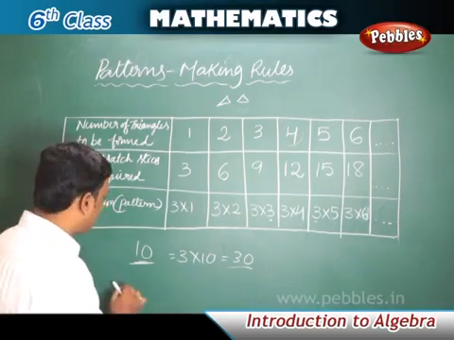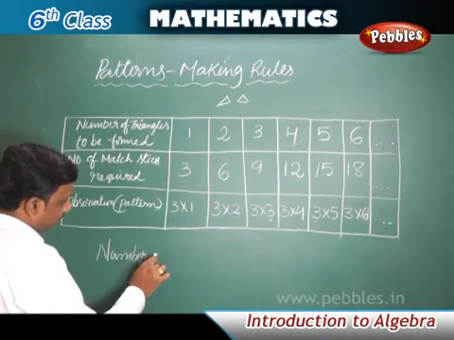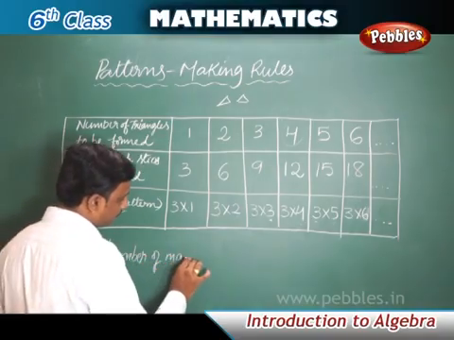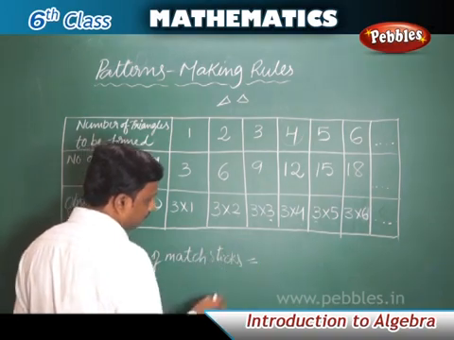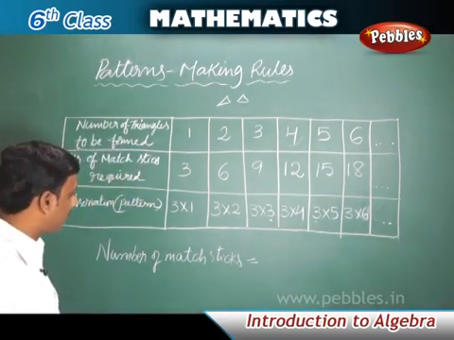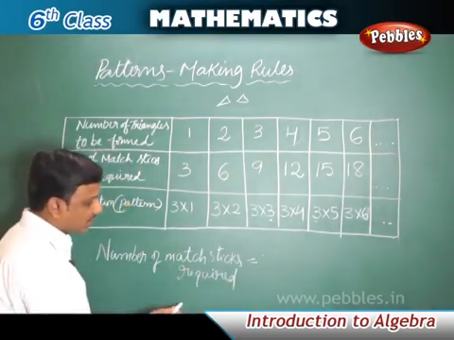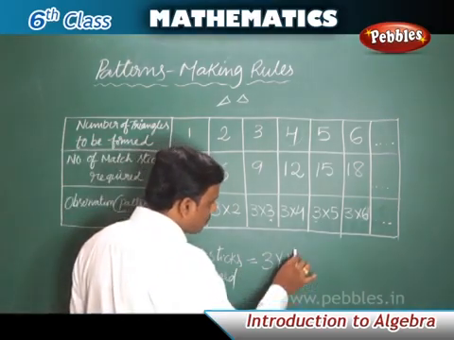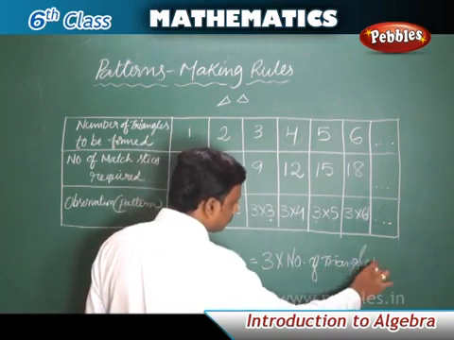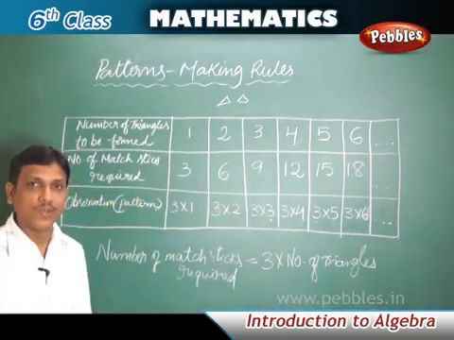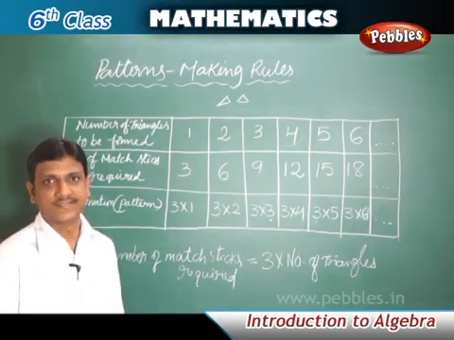So we can write that formula here. Number of matchsticks required is equal to 3 into number of triangles. In this way, we can find out the number of matchsticks required for the required number of triangles.